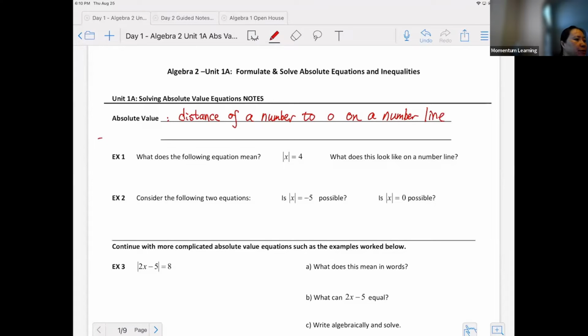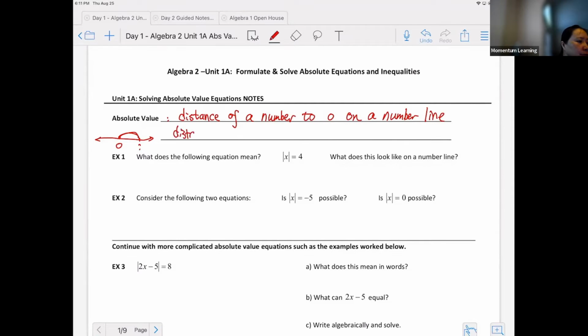Okay, if you have the number line, the 0, and whatever the number is, from this number to the 0 on the number line. So absolute value is the distance of a number to 0 on a number line. And we know distance can never be negative. You cannot just say, oh, between you and me the distance is negative steps. So you cannot have negative distance.